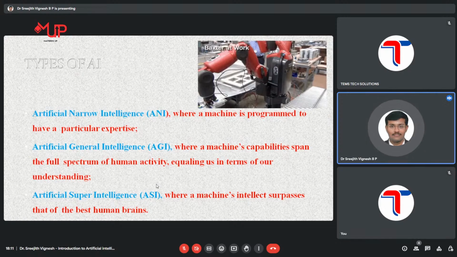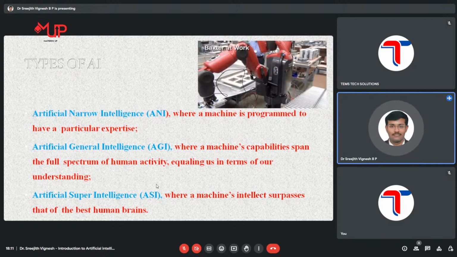It is used in various industries. Artificial general intelligence is where the machine's capabilities span the full spectrum of human activity, equaling us in terms of all understanding. It will just understand all the factors that we come across. Artificial general intelligence is the first model or methodology that is adopted to build the humanoid. You all might have heard about Sophia, the robot. That is a very good example of artificial intelligence, a human-like robot, a humanoid, and it follows this artificial general intelligence factor, and it is able to give a beautiful solution for the problem that we come across.